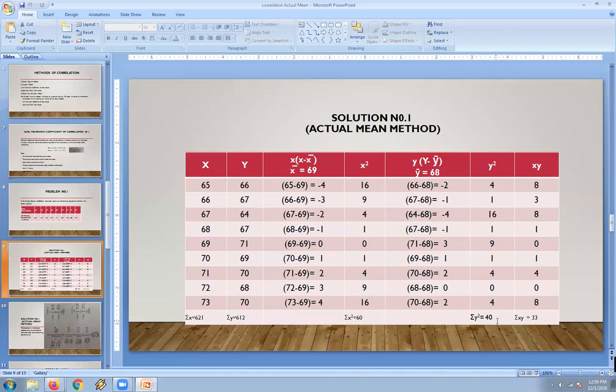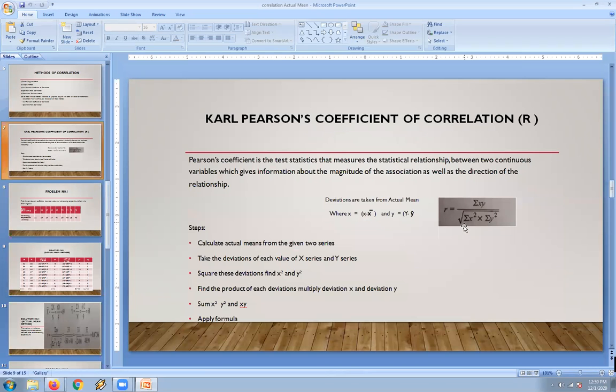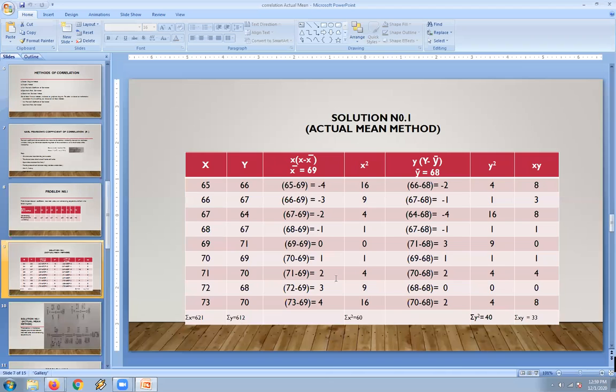And one more column has to be calculated to substitute in the formula, that is x into y. So in the formula we know sigma xy divided by root of sigma x square into y square. This numerator value should be calculated here. Xy means the deviation, not the actual values. Actual values are x and y, what they have given in the question, but what we calculated is the deviation, that is minus 4 into minus 2.